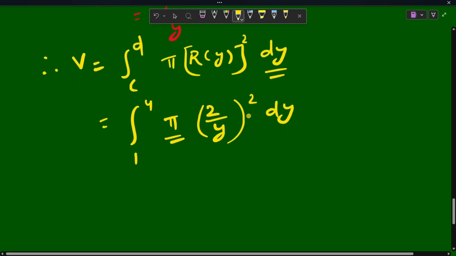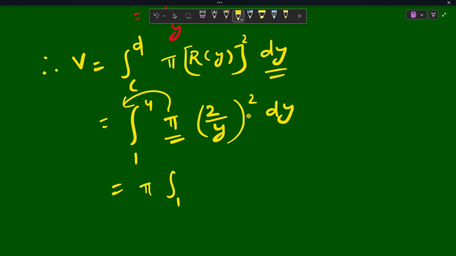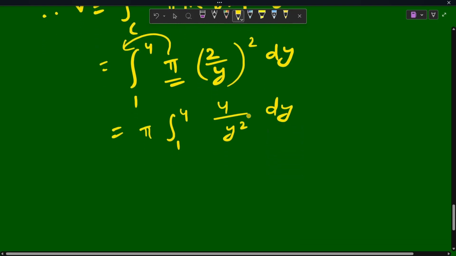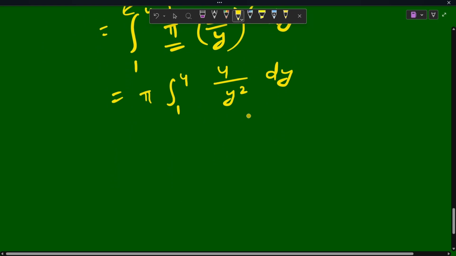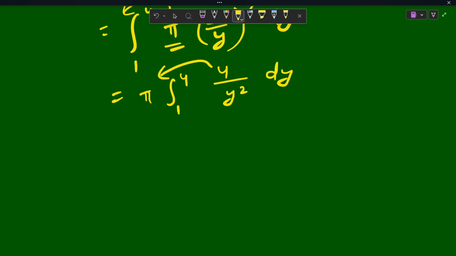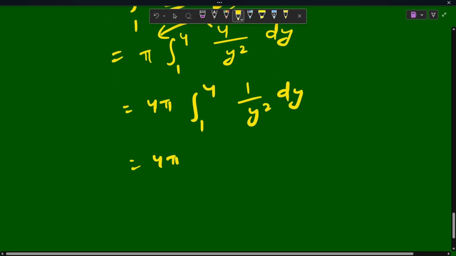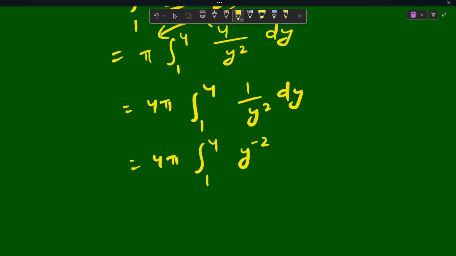Now see here, this pi is a constant, so it will go outside the integration. So it would be pi, 1 to 4, then 2 by y whole squared, which is 4 by y squared dy. Also here this 4 is a constant, so this 4 will go outside, and what is the remaining value? It is 1 by y squared. So I'm writing it as 4 pi, 1 to 4, 1 by y squared dy. Now I can take this y squared to the numerator, and it would be y to the power minus 2 dy.